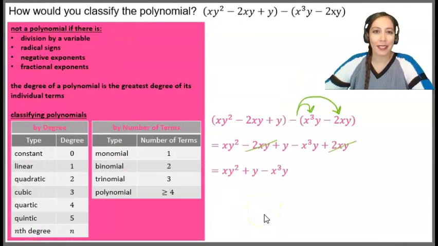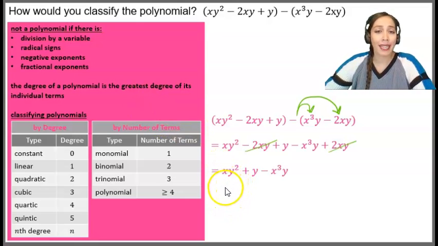Now that we have Chloe's tips and tricks, we can go ahead and classify this polynomial. The first thing we need is the degrees. In order to find the degree of the polynomial, we have to find the degree of each individual term, and then the degree of the polynomial is the greatest individual degree.